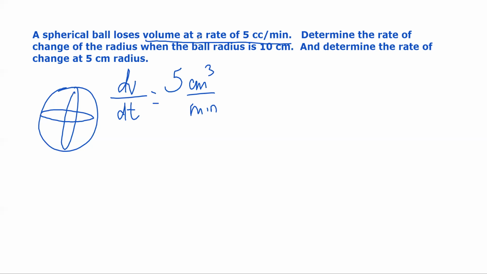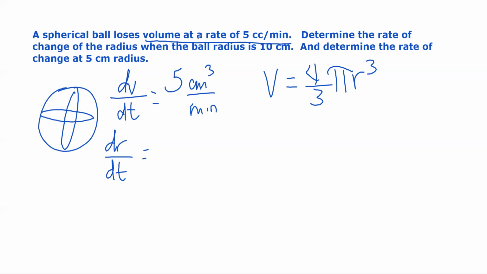Now, you can also relate volume to radius. There is a formula that you should be keeping in your notes. Keep in mind that there is a derivative of volume with respect to radius, but you're trying to determine how fast the radius is shrinking. Oh, it's losing volume, so maybe I should make that a negative.